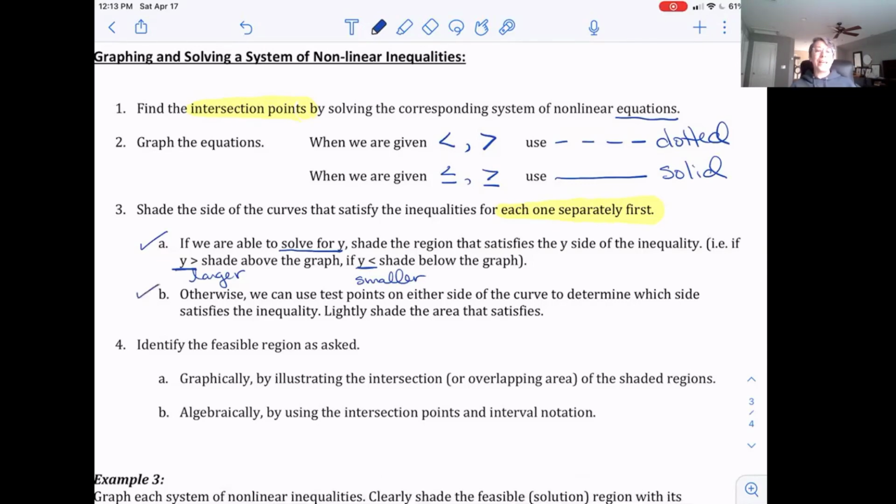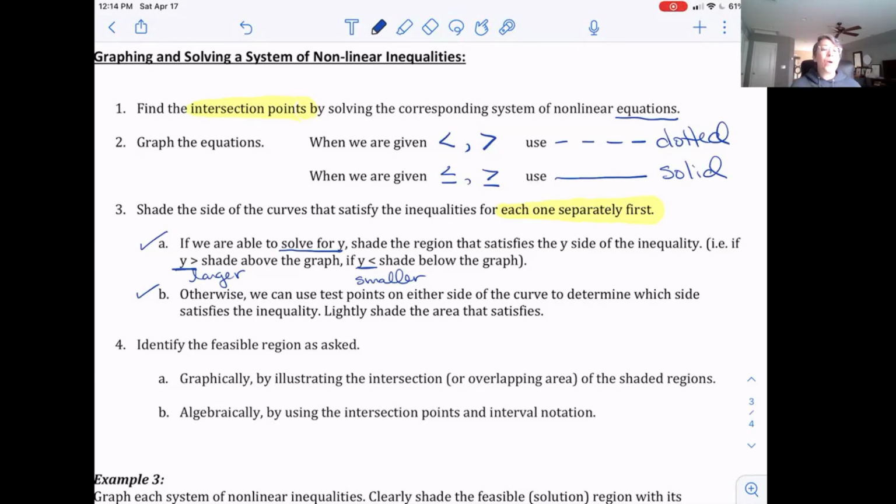Otherwise, we can pick test points on either side of the curve to determine which side will satisfy the inequality. Plug in this x, y value. Does it work? Is it less than or greater than, whatever we're looking for? If not, go to the other side. Look for all the regions that that graph creates.